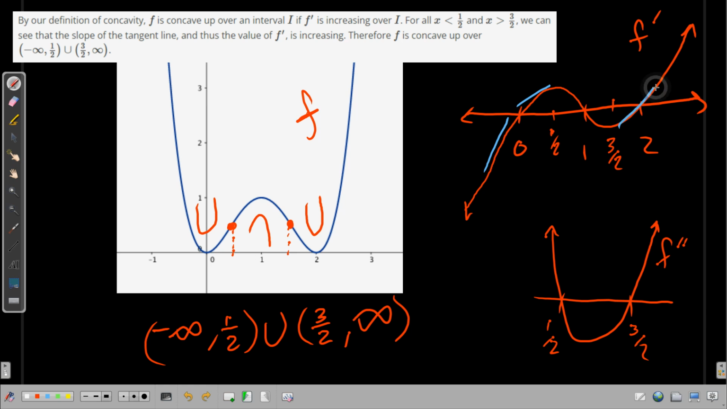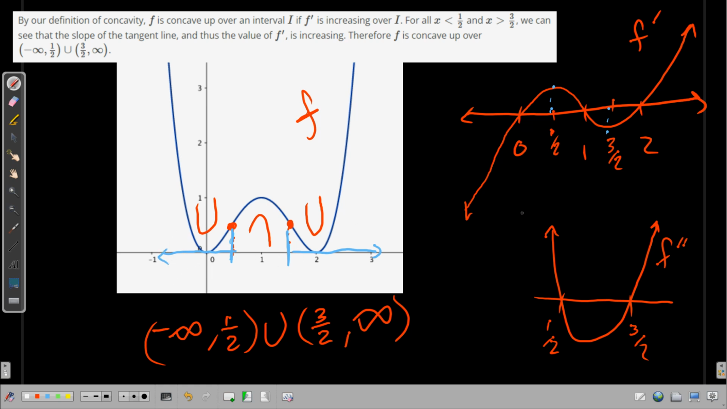And it's increasing everywhere to the right of 3/2. So since f prime is increasing in both those places, then by the definition you have that it is concave up from negative infinity up to 1/2 and 3/2 to infinity.